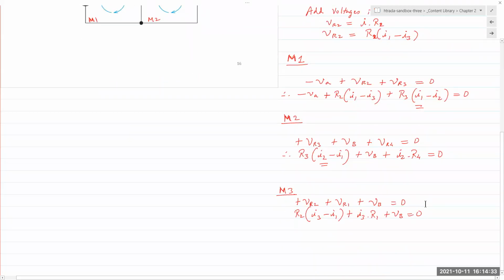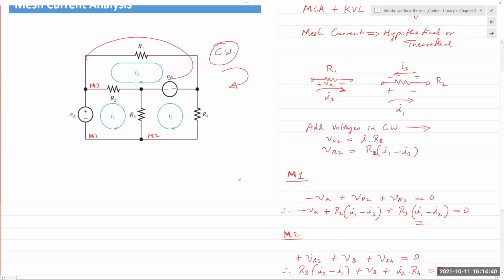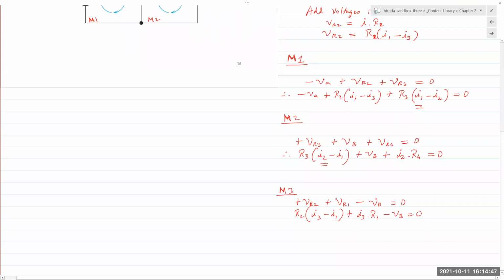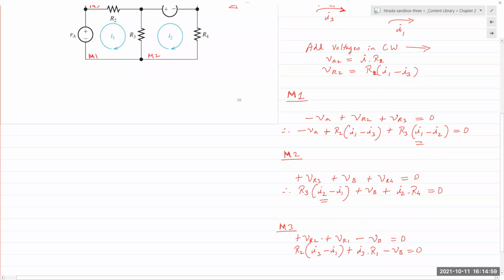Oh, VB is actually minus, sorry. VB is actually minus, right? If I'm applying KVL in the clockwise direction, I encounter the minus sign first, so VB would be minus. So thus I have VR2 plus VR1 minus VB is equal to 0. VR2, if you notice here, is I1 minus I3, again, because of KVL directions. And here it is I3 minus I1, again, because of KVL direction, matching up with the same mesh current direction.